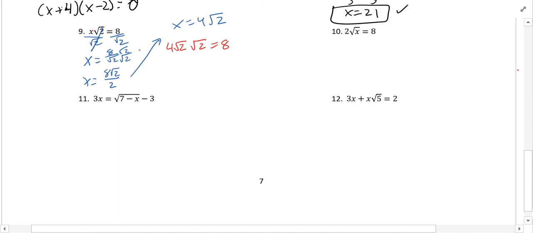Because remember, there's an implied multiplication sign between the x and the rad 2. So when you simplify this, rad 2 times rad 2 is 2. You get 4 times 2 equals 8, and 8 equals 8. So it does work. So this is your solution.